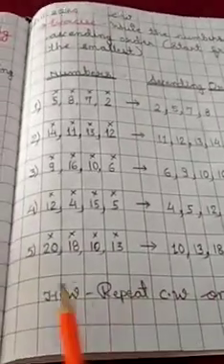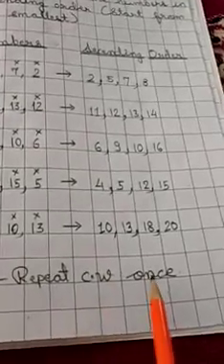Okay children, I hope you understood. And your homework is repeat CW once.